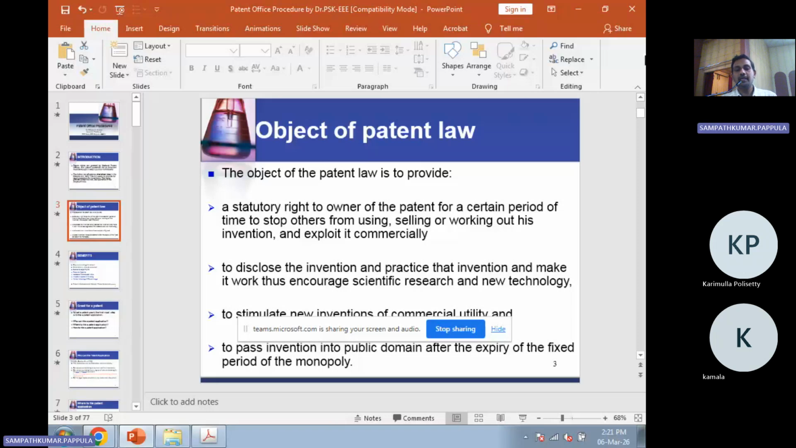The Indian government encourages all students or any inventors to research any product to form it as a patent and to stimulate new inventions of commercial utility, and to pass the invention into the public domain after the expiry of the fixed period of the monopoly. That means after 20 years, the fixed period expires, and we will give it to the public only.